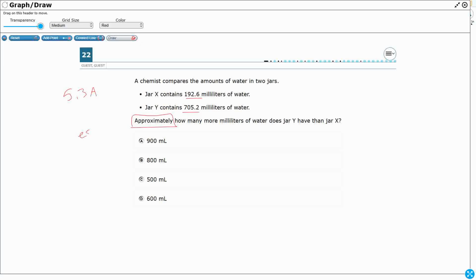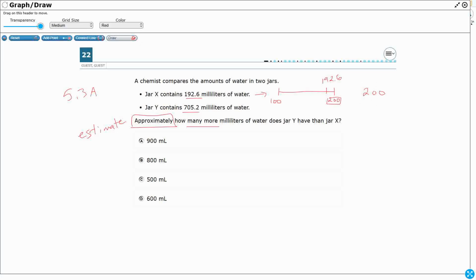So that's what lets us know that we can estimate how many more. Okay, so we're going to compare these two. So let's just say 192 is kind of between 100 and 200. I'm just going to go to the hundreds place. Look at that 192. 192.6 is going to be really close. So I'm just going to call that 200.